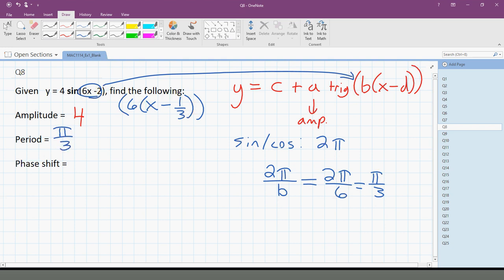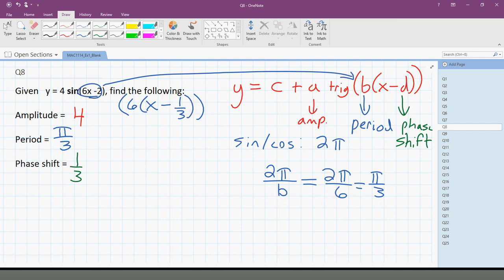And then it asks, what's the phase shift? And that's where we go for the value of d. So our period was all about the b, and then absolutely right with the last piece, the d is all about the phase shift. So the d would be 1 over 3. And again, this would be a multiple choice question, so you just figure out which one has all 3 of those answers.